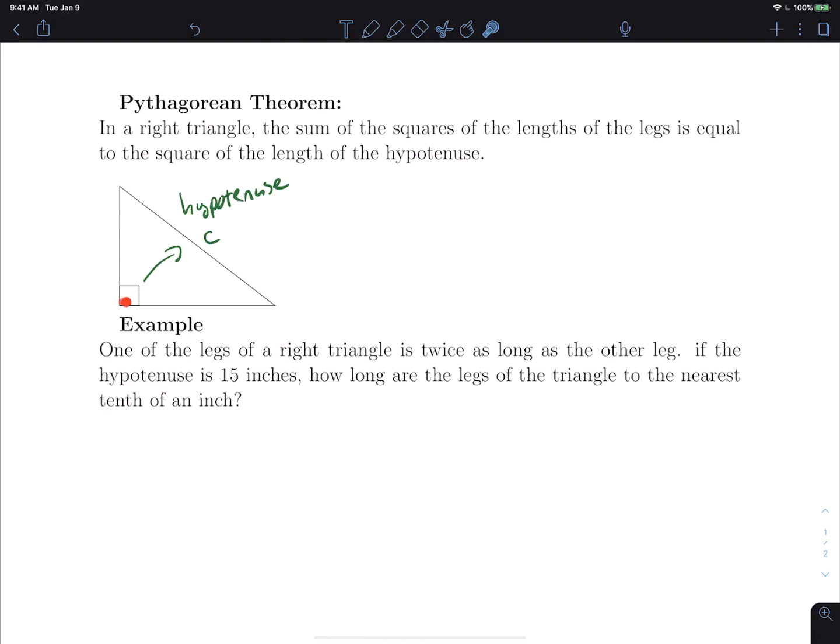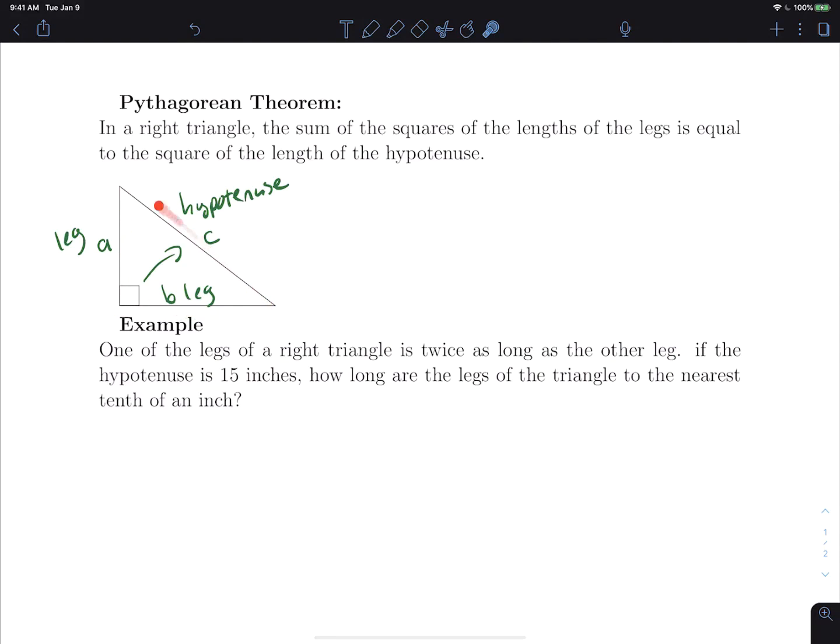The two sides that make up the sides of the right angle here are called legs. But here's the thing, they're interchangeable. One could be one leg, the other could be the other leg. It really doesn't matter. So just call one whatever you want. So for the first leg, I'm going to label that A. For the second leg, I'm going to label it B.